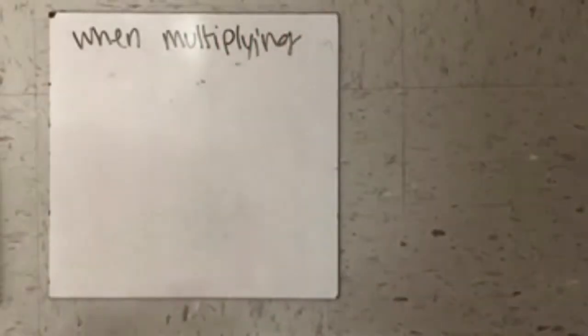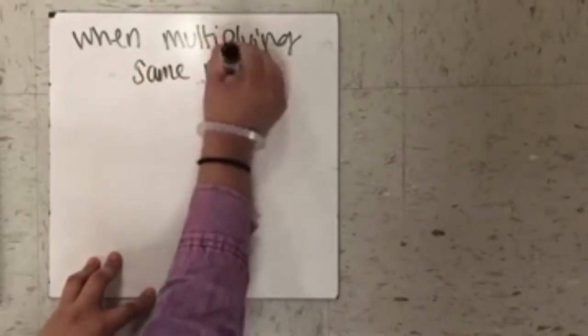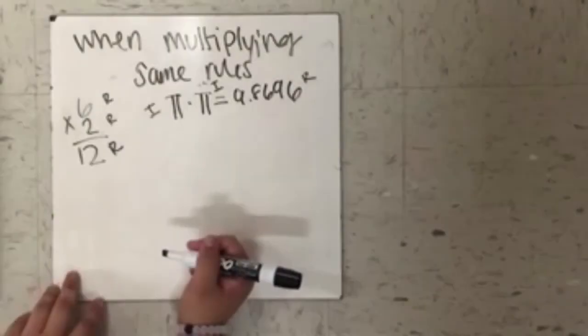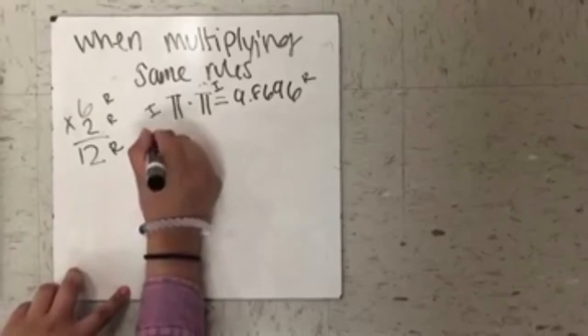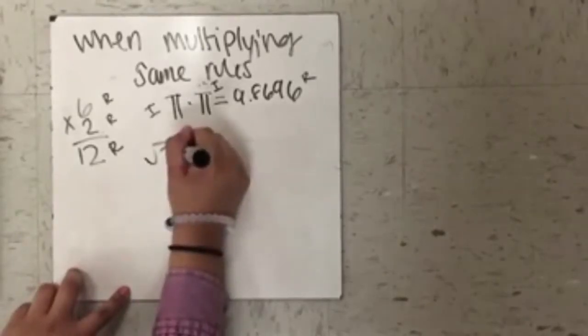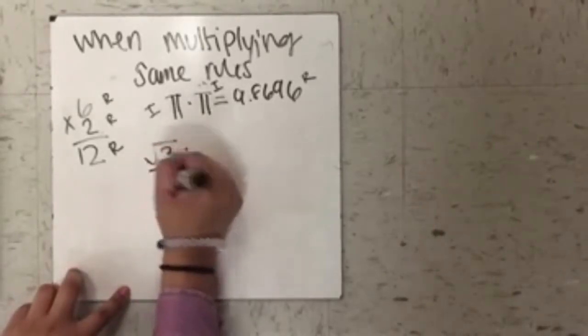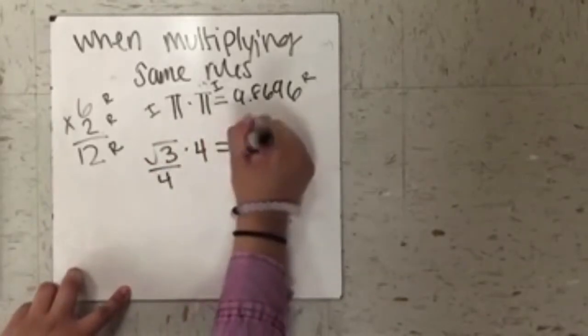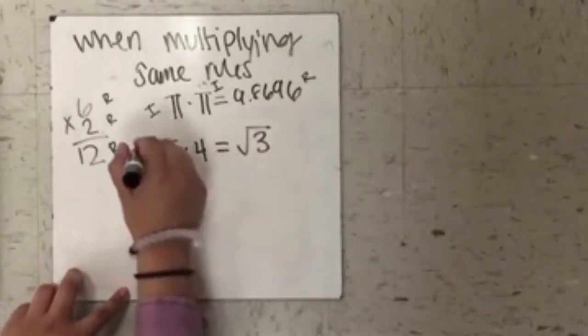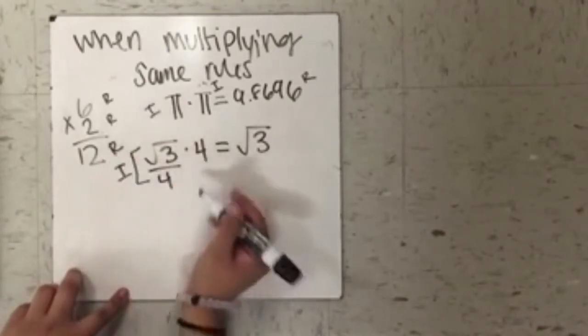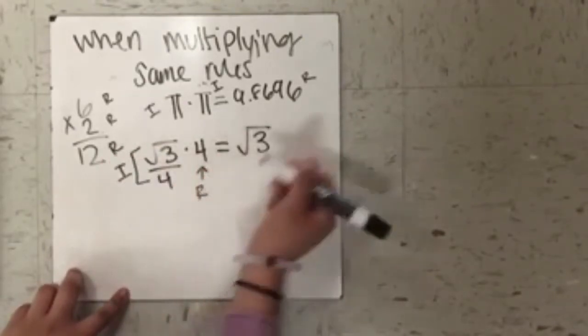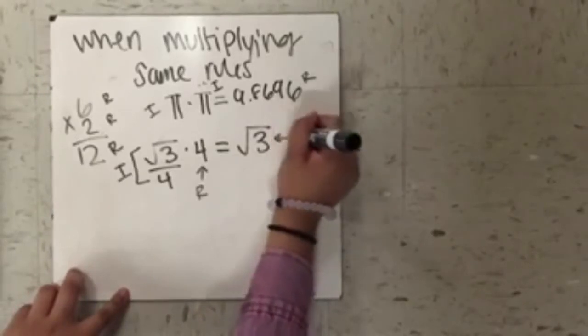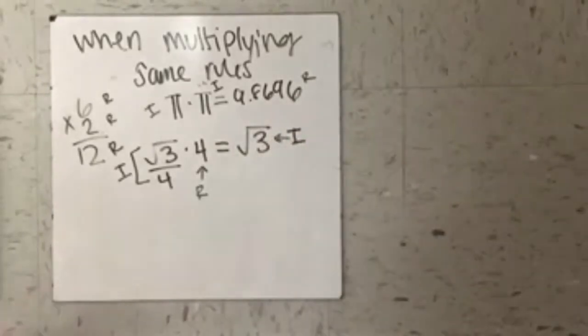Same rules can apply with multiplying rational numbers and irrational numbers. A few examples are square root of 3 over 4 times 4. The square root of 3 over 4 is irrational, so being multiplied by a rational number will result in the answer being the square root of 3, which is irrational because it cannot be simplified.